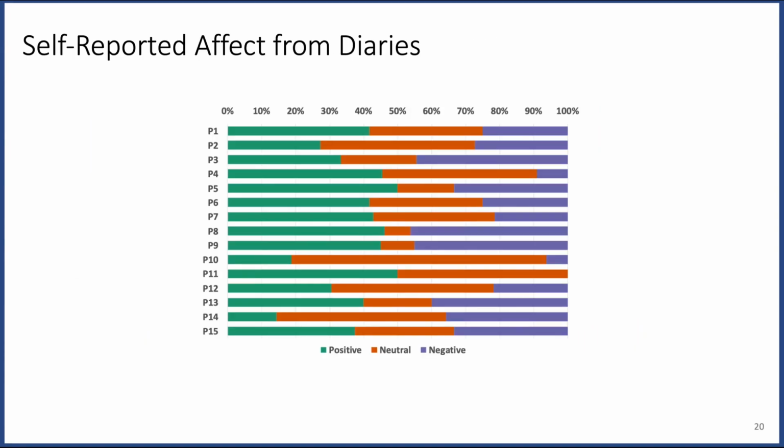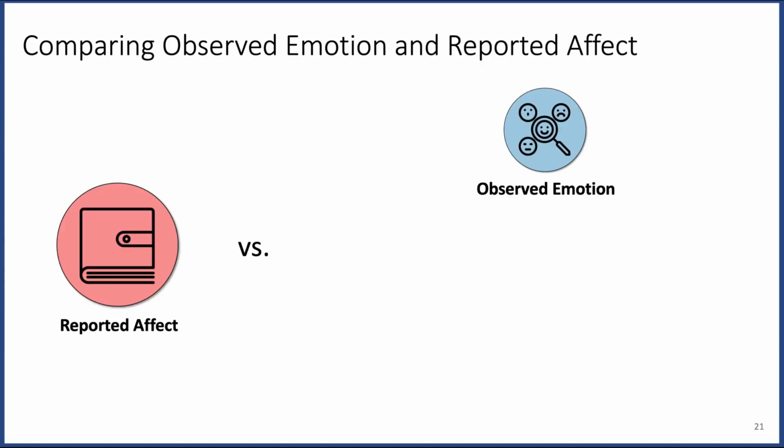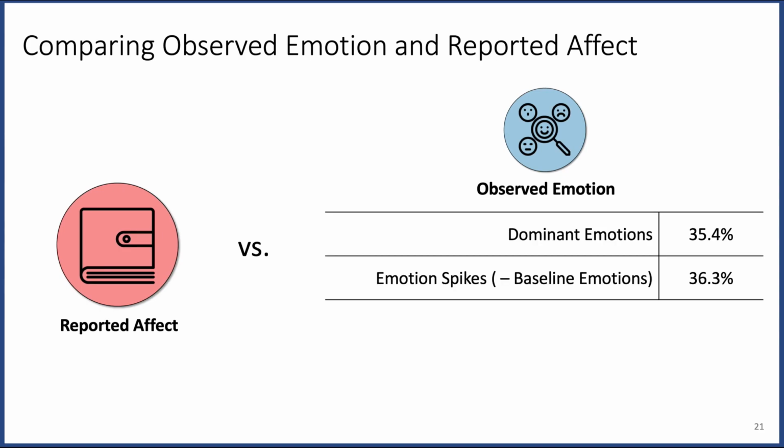To obtain reported affect from diaries, we code the overall feeling reported by participants as having positive, neutral, or negative valence. The overall profiles now are pretty balanced, and they seem to match emotion spikes better than dominant emotions. More on that next. When we directly compare reported affect for various time intervals with observed emotion via chi-square tests, we find that there is very little alignment between the two signals. Both dominant emotions and emotion spikes are aligned only 35 to 36% with reported affect.